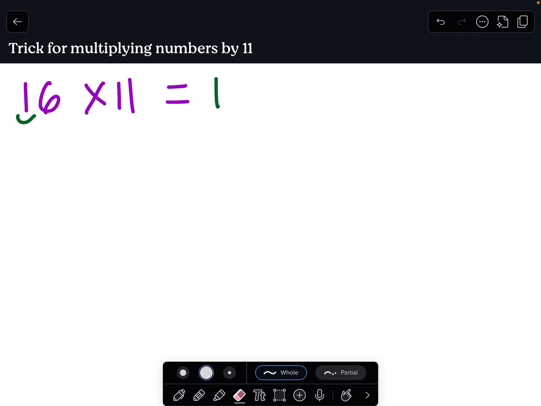Then, after you write that first digit in, you are going to add the two digits up. What do 1 plus 6 equal? Well, they equal 7, right? And then, when you are done adding that up, you are going to take the last digit, which is 6, and put it at the very end. And what is your answer? Your answer to 16 times 11 is 176. How cool is that?